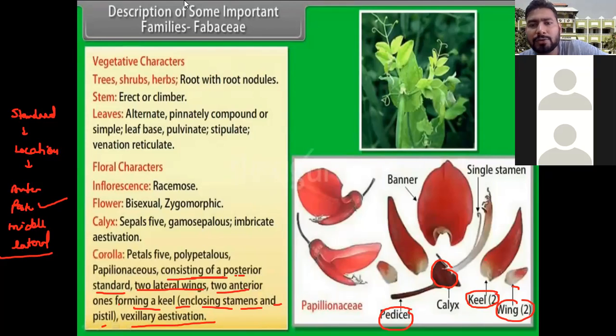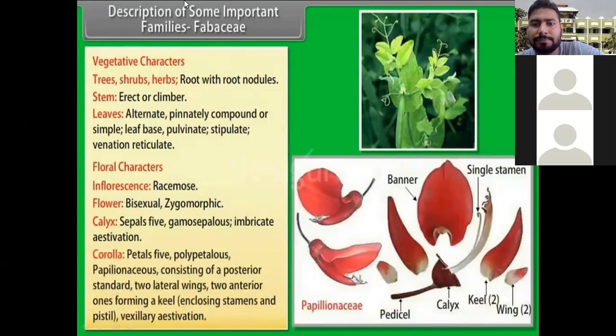Okay, this is a PYQ. The position of the standard should be posterior, and the keel anterior.